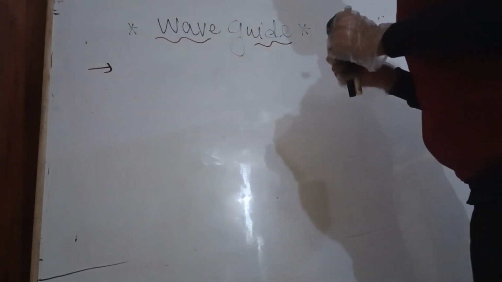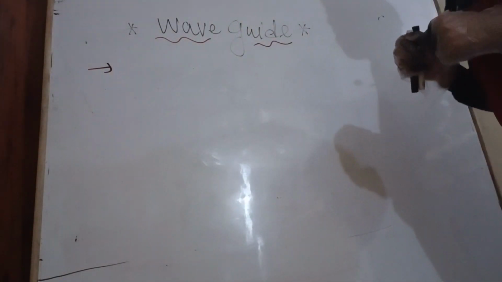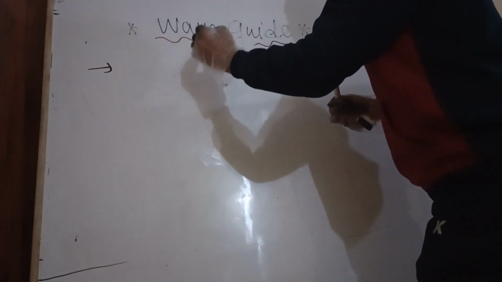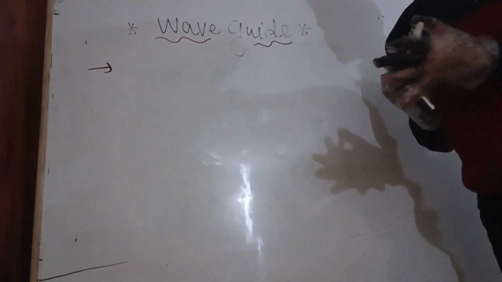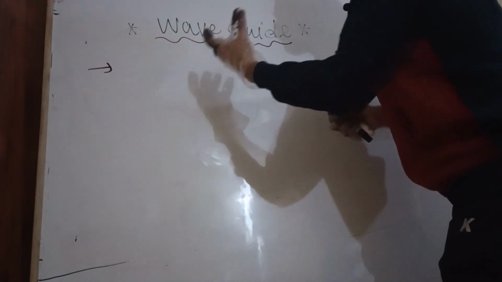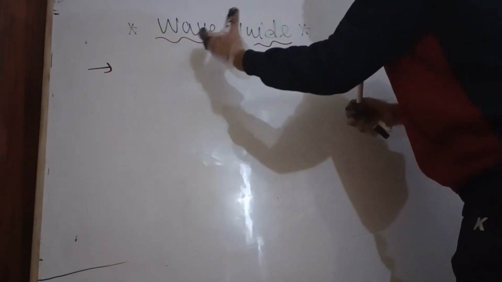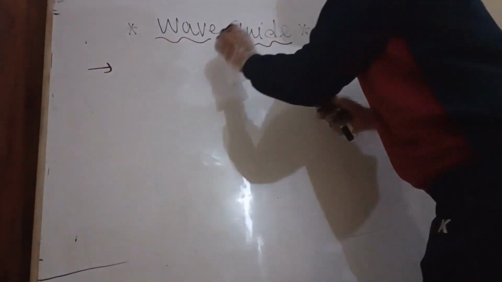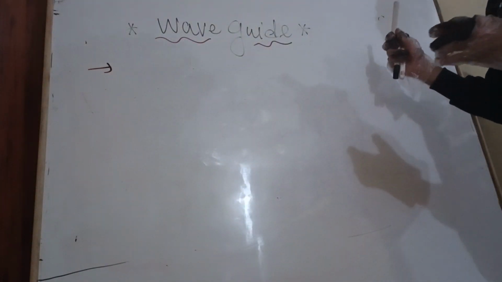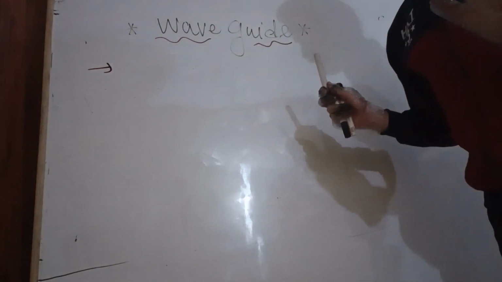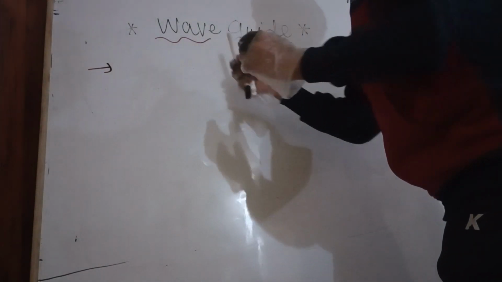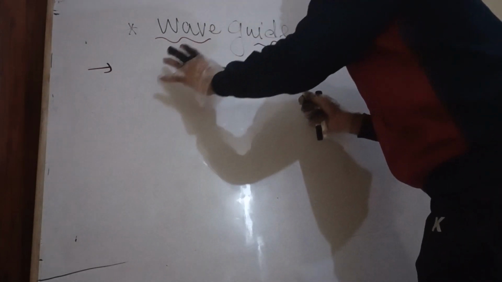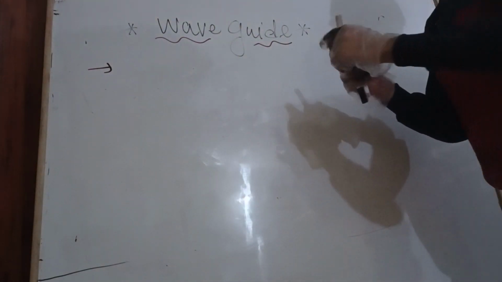Waveguide is nothing but a structure which will support and direct, which will guide the wave through it, with minimum loss of energy. Why are we using waveguide? Waveguides are used to support, direct or guide the wave through it with minimum loss of energy.